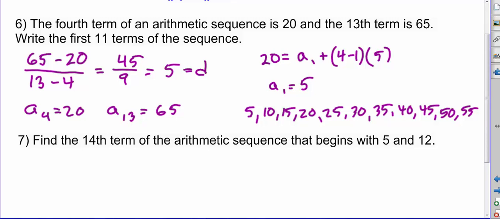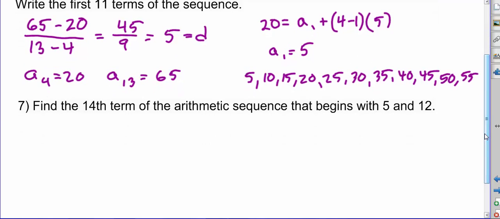Find the 14th term of an arithmetic sequence that begins with 5 and 12. Another way we're saying that is a sub 1 is 5 and a sub 2 is equal to 12. Now if you're really paying attention, that tells us right away that the difference is 7. You could go out and list 14 terms, but I'm going to suggest we have a little bit better way if we think about it as an nth term situation.